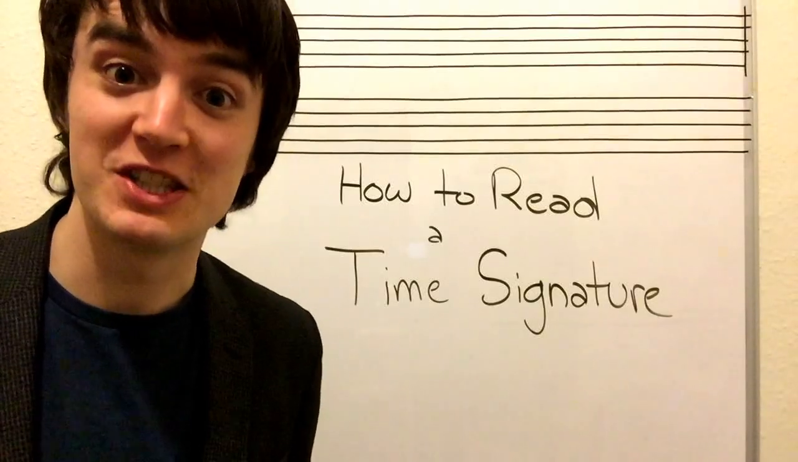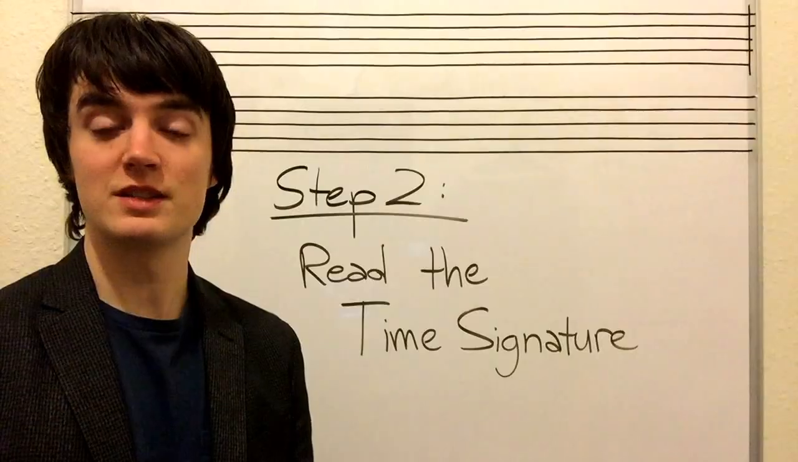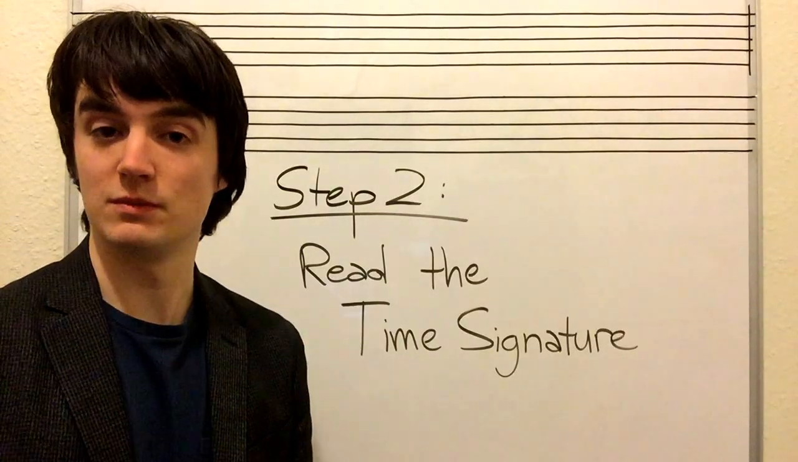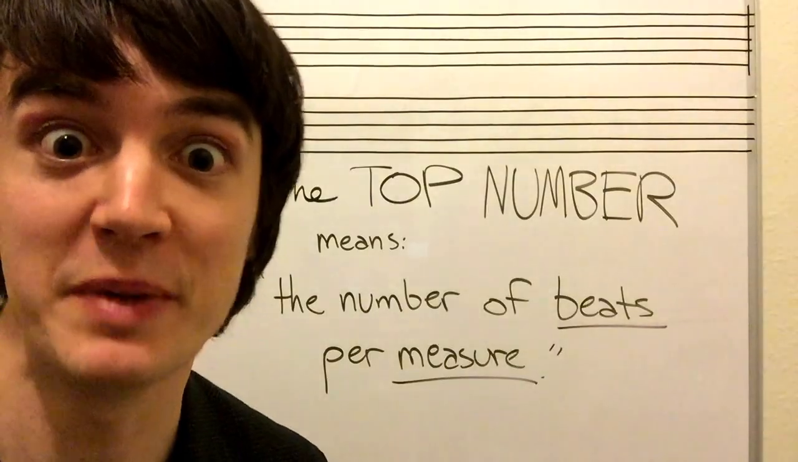How to read a time signature. Step 1. Locate the time signature. It's right there. Step 2. Read the time signature. It's 2 numbers. Step 3. The top number means the number of beats per measure.